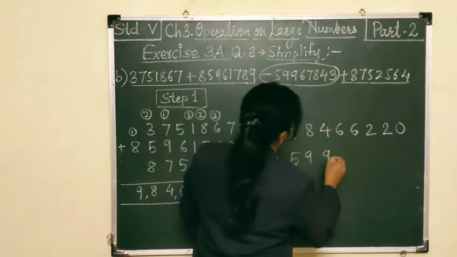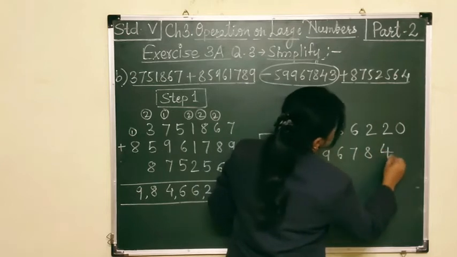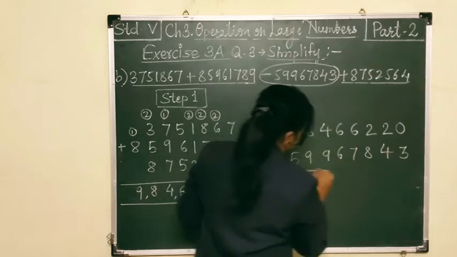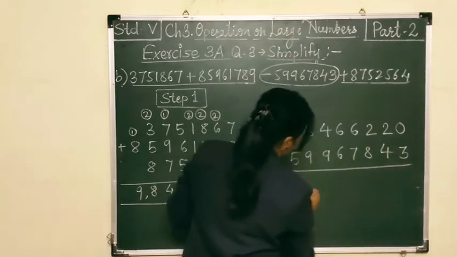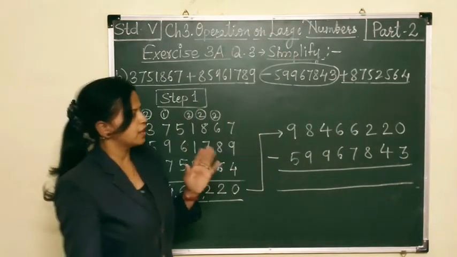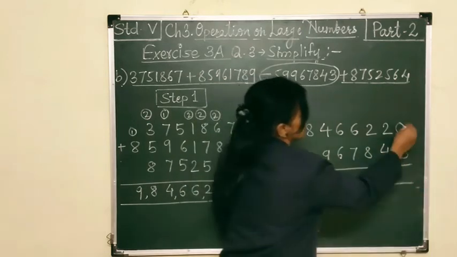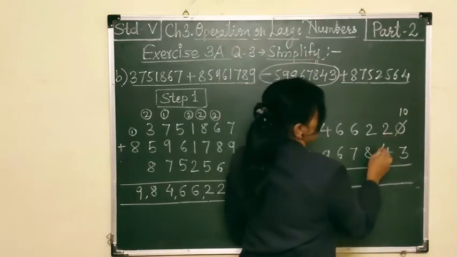5, 9, 9, 6, 7, 8, 4, 3. Do the subtraction now. Whenever large numbers are there, we have to be a little careful. See, from 0 can we subtract 3? No. So 0 will become 10 by borrowing from this 2.